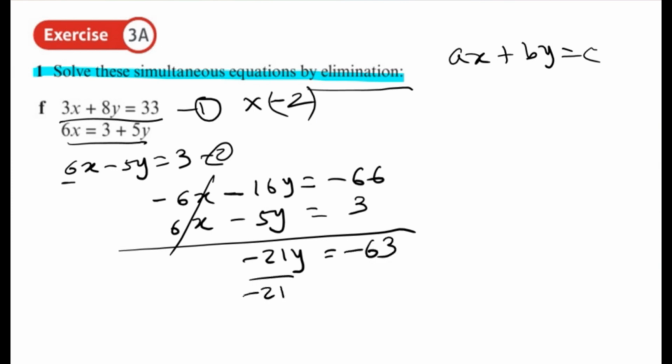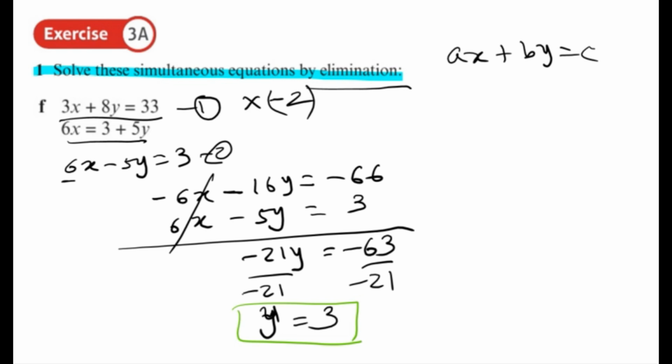Divide by minus 21 on both sides. So y is equal to 3. I got the value of y is equal to 3. Now to find the value of x, I have to substitute into either of these equations. I am choosing the second equation because it's easy. So 6x is equal to 3 plus 5 into 3.